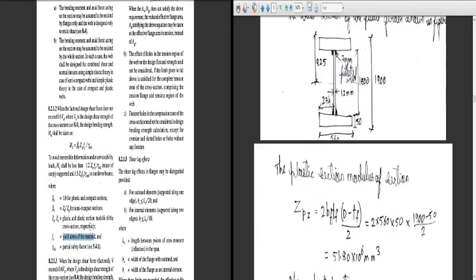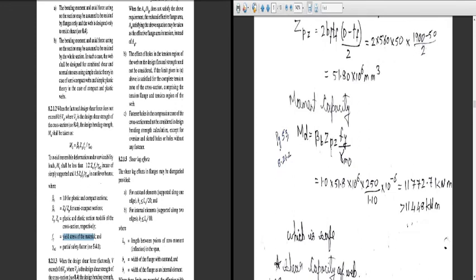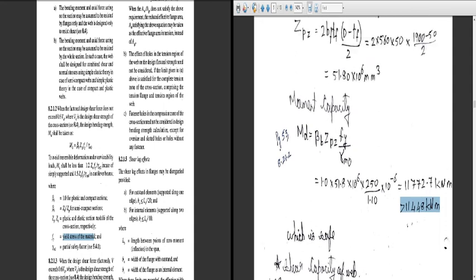So let us see. Beta b, as it is plastic, we have concluded that it is plastic. Hence beta b is 1 here. Zpz we have computed, 51.80 into 10 raised to 6. Fy we know already, it is 250 Newton per mm square. Gamma m0 from table number 5 is 1.1. This is equal to 11772.7 kilonewton meter, which is greater than the computed bending moment. Hence it is safe. If it is less, then we have to rearrange and change the dimensions. So this is how it is done.